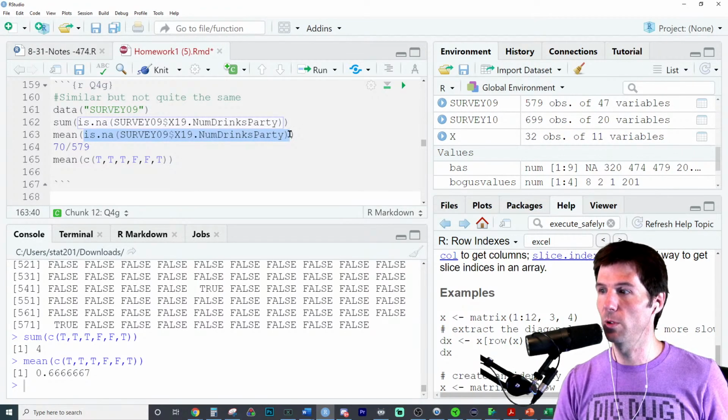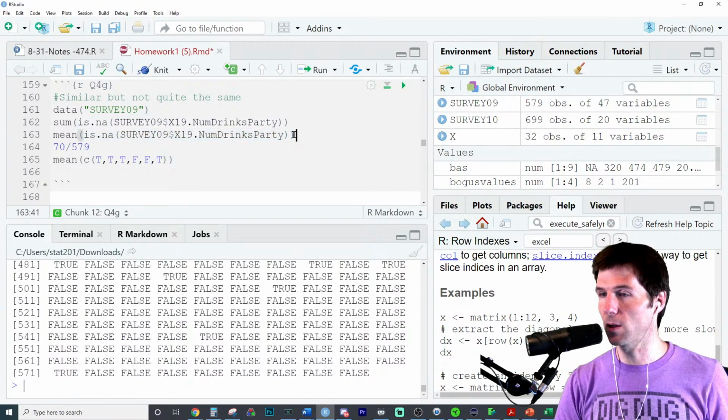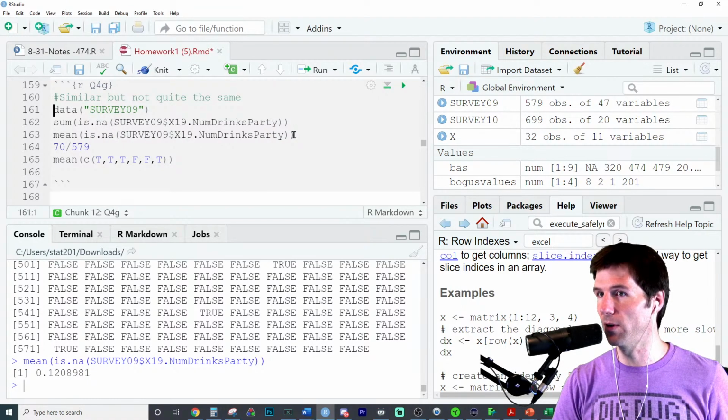Like this is just a logical, which tells you if something is NA, and then you can find out the percent of things that are NA or the sum of the NAs.